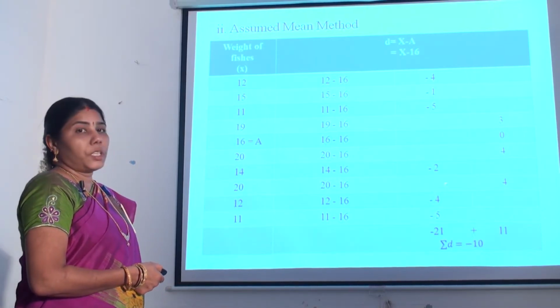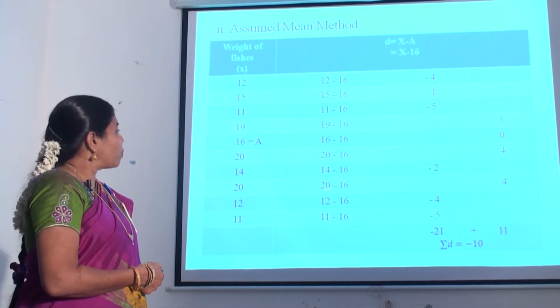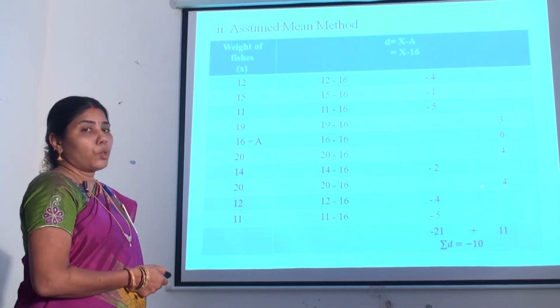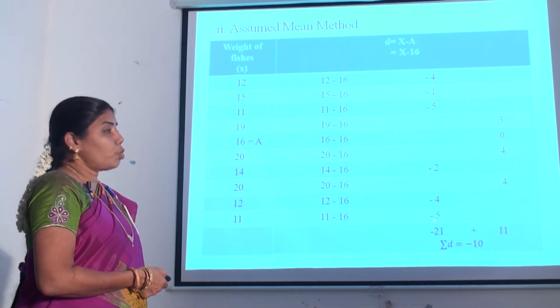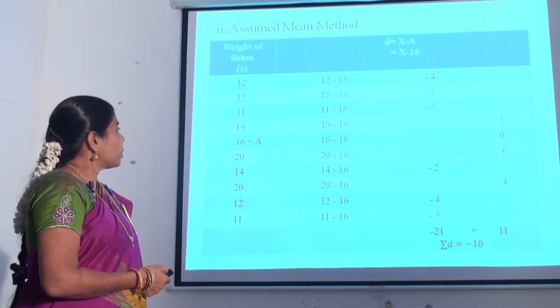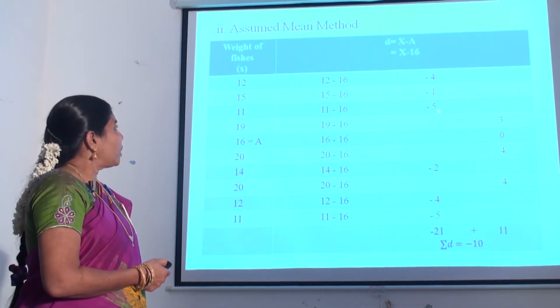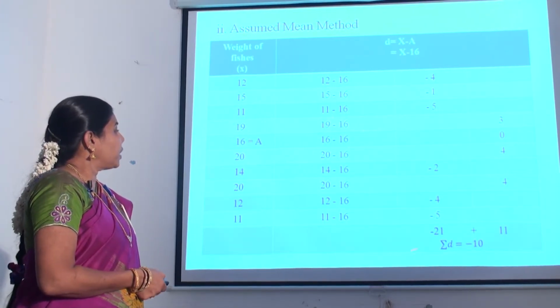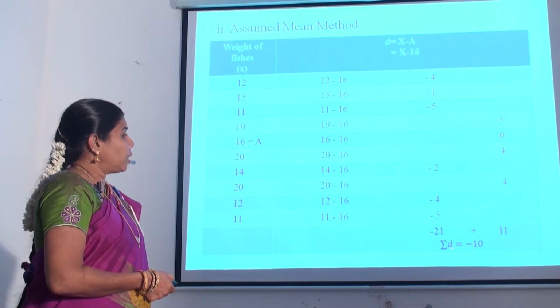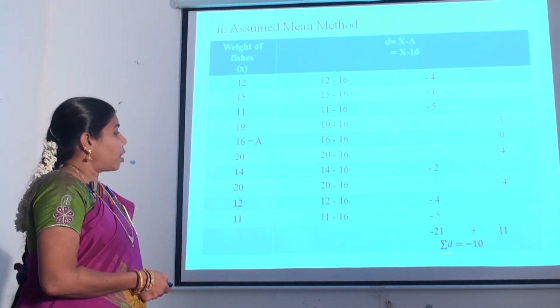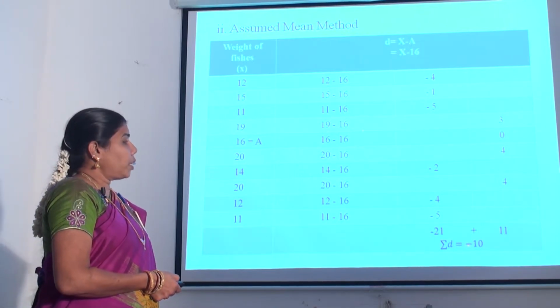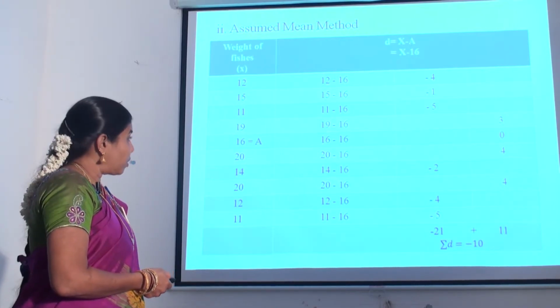14 minus 16 is equal to minus 2. 20 minus 16 is equal to plus 4. 12 minus 16 is minus 4. 11 minus 16 is equal to minus 5. Now we have to add all the deviations. We get sigma d. That is, sum of all the deviations is called sigma d. Sigma d is equal to minus 10.